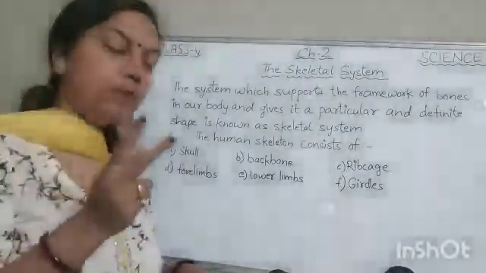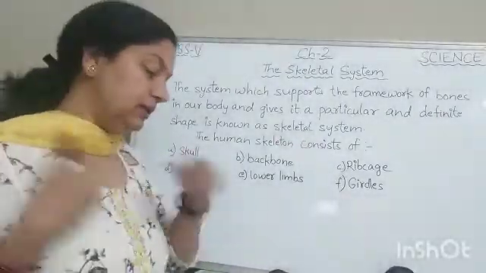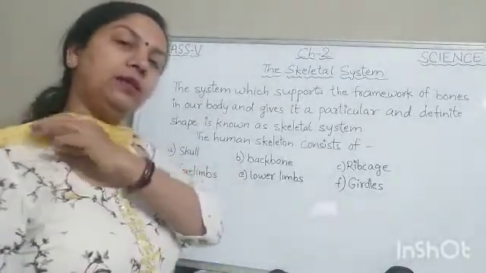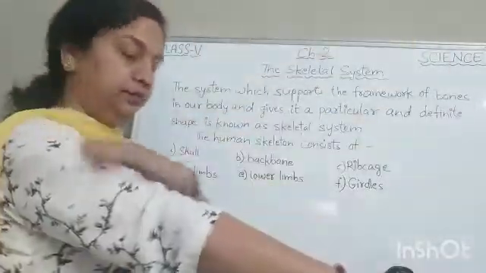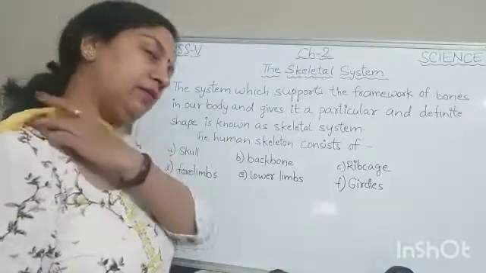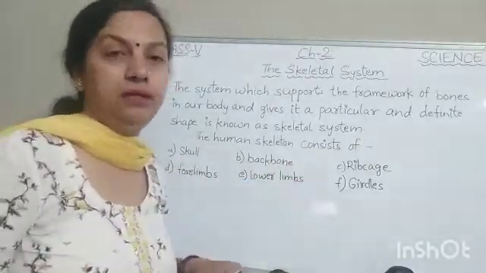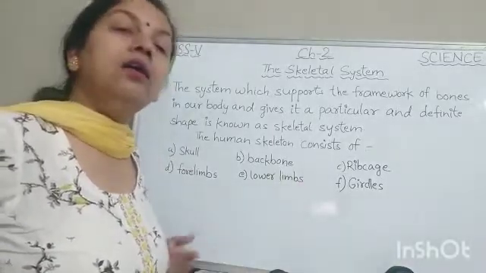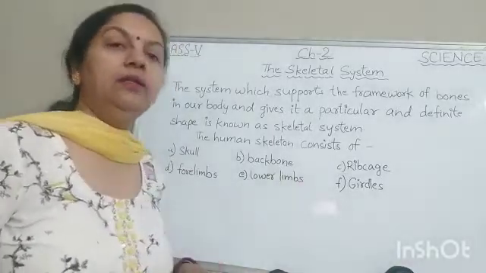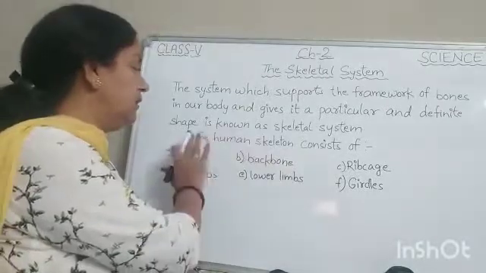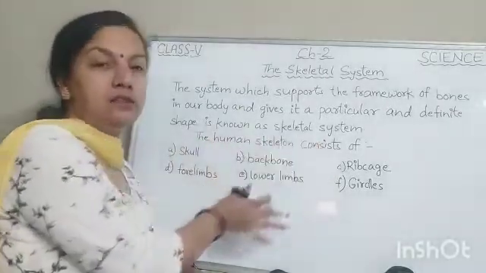There are two types of girdles. Shoulder girdles, where the joints are, join our arms with the shoulder. Then the next one is hip girdles, from where our legs are joined. These are the parts the human skeleton consists of.